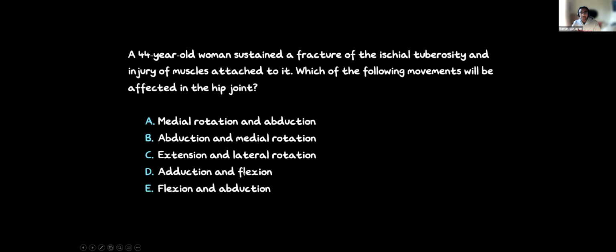All right. Next question. A 44-year-old woman sustained a fracture of the ischial tuberosity and injury of muscles attached to it. Which of the following movements will be affected in the hip joint? I'll give you a second.